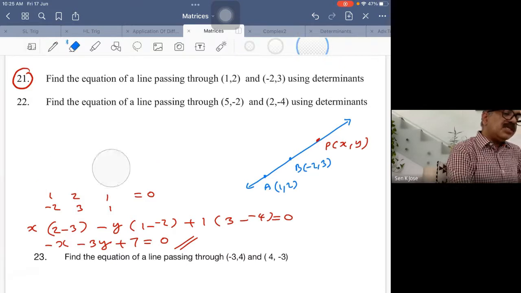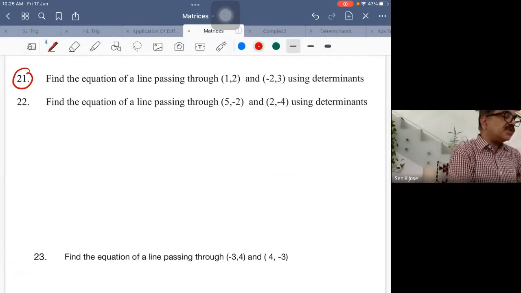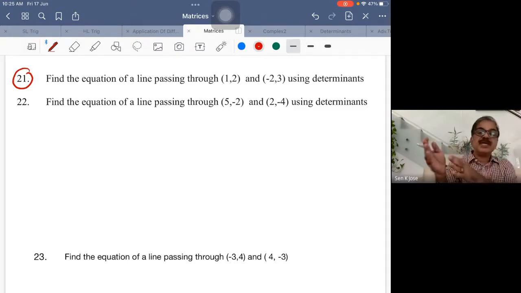Okay, this question is slightly different kind of a question. Question number 21. Look at the question. What are they asking for? Find the equation of a line passing through 2 points using determinants. Actually, this is something which we have done under coordinate geometry last year. They give you 2 points and then they ask you to find out the equation of a line. We use the 2-point form of a line. We know how to do it in one line. Write the formula, 2-point form of a line. y minus y1 by y2 minus y1 is equal to x minus x1 by x2 minus x1. And you get your answer.